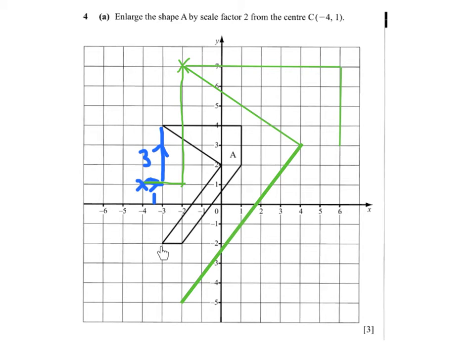I can now see that this at the bottom is 1 square, so this is going to be 2. And then I finish by joining the final 2 points together.